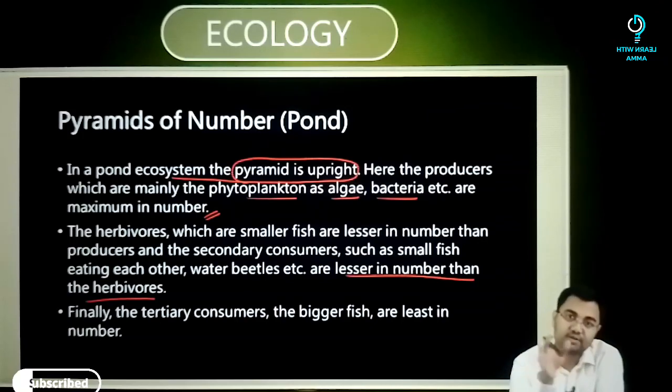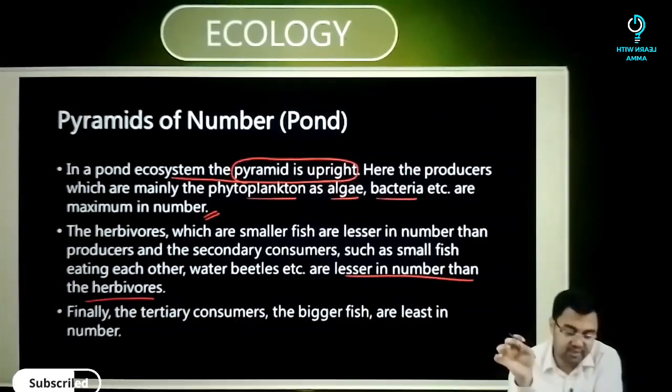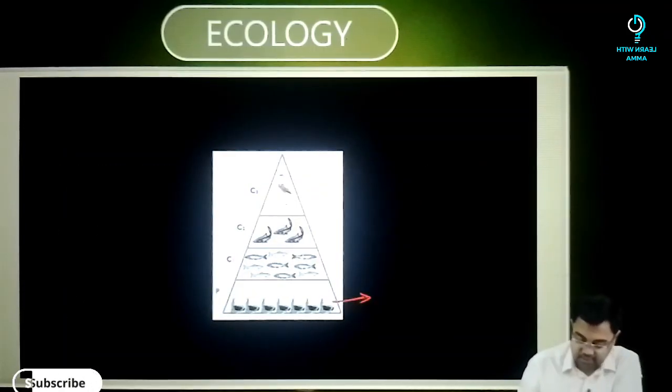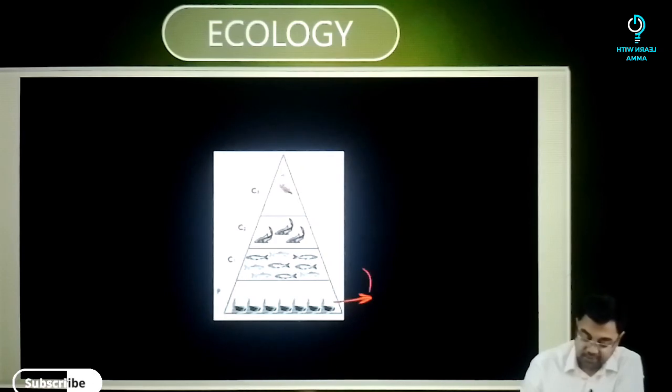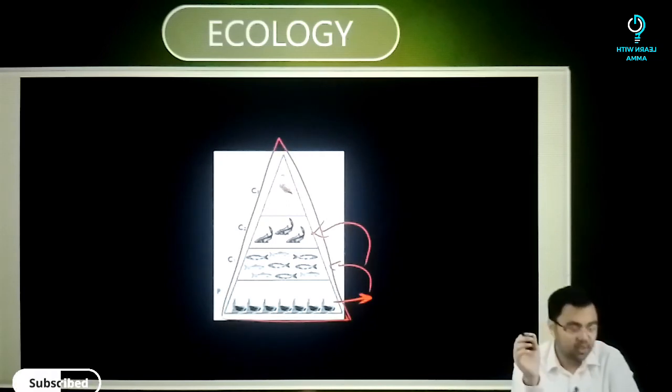So that's why it is very similar to the grassland ecosystem, and that's why this pyramid is also upright. If you look at this particular picture, you start with a plant or a phytoplankton, then you have smaller fish being consumed by bigger fish, and so on, and that's why this is also upright.